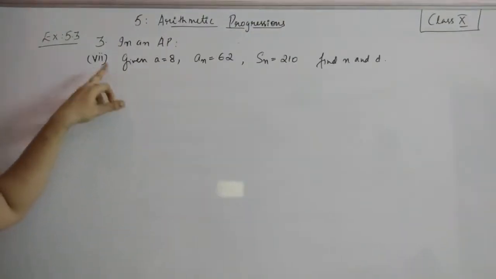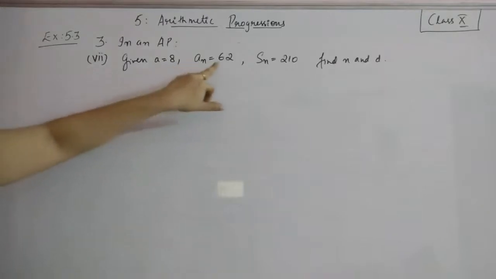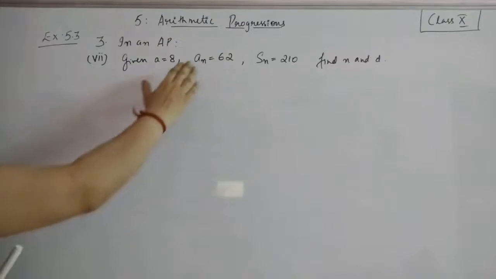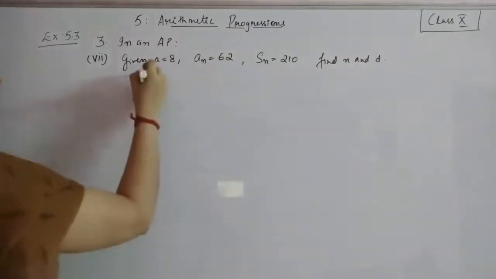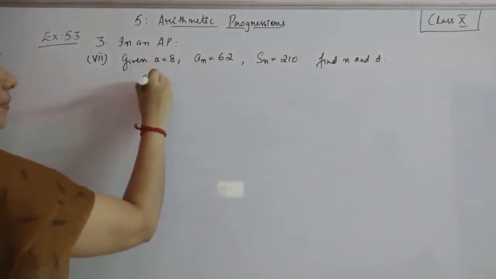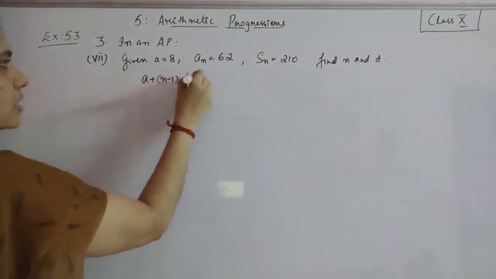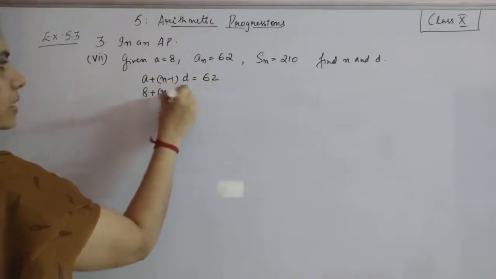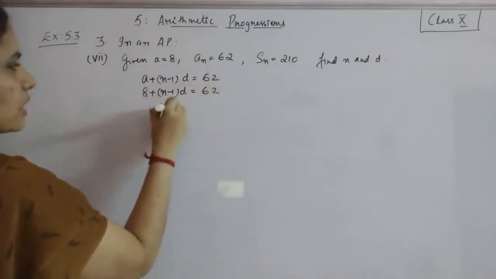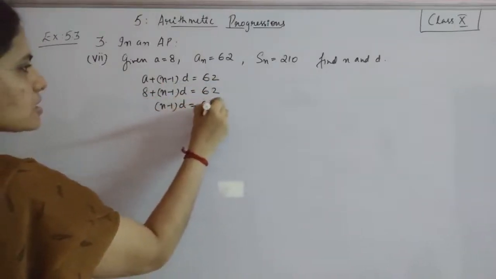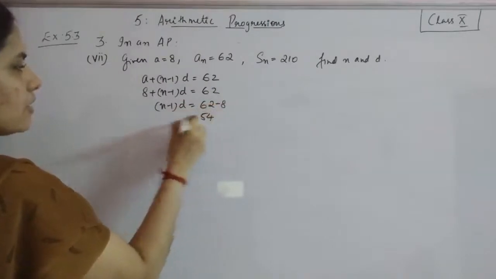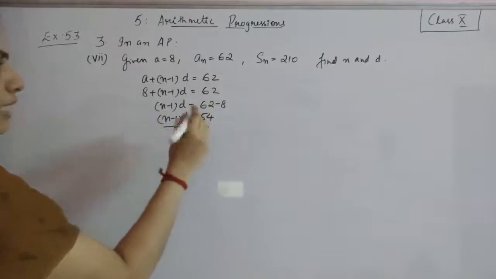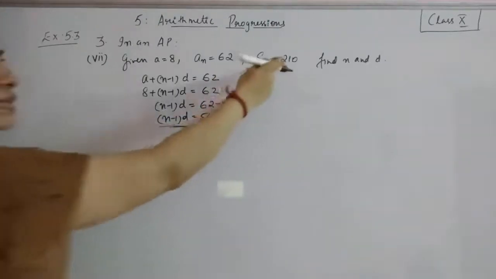Seventh subdivision is a is equal to 8 given, an equal to 62, and sn equal to 210. So we will just start with what is given. An equal to 62 means a plus n minus 1 into d is given to be 62. What is a? 8. So 8 plus n minus 1 into d is 62. So n minus 1 into d is 62 minus 8, which is 54. So you are getting n minus 1 into d as 54. Let it be here. Why? Because we will just see what we are getting for Sn equal to.